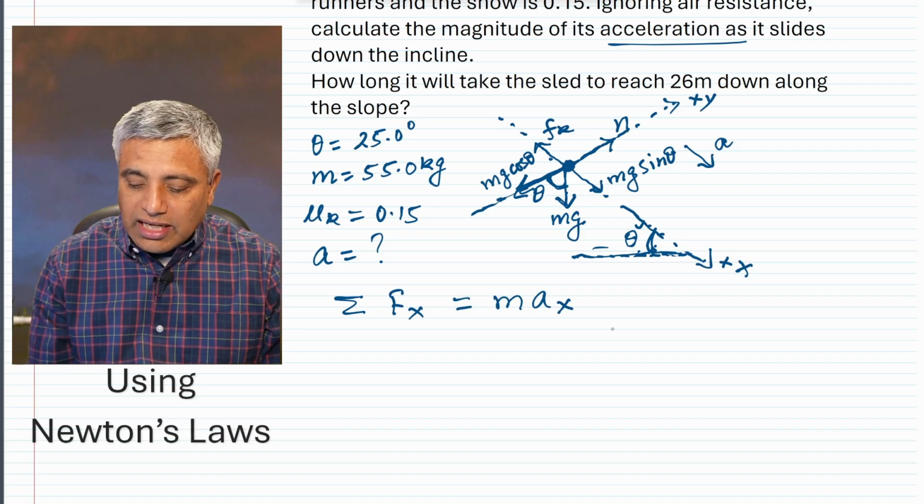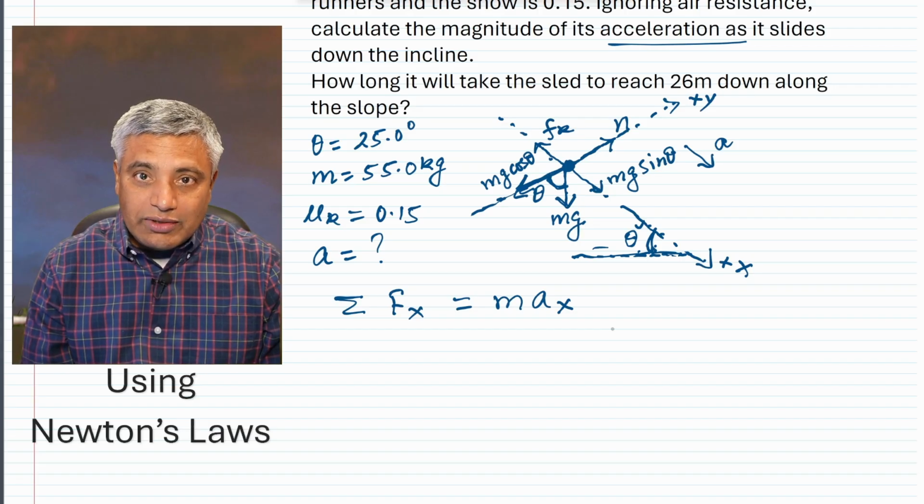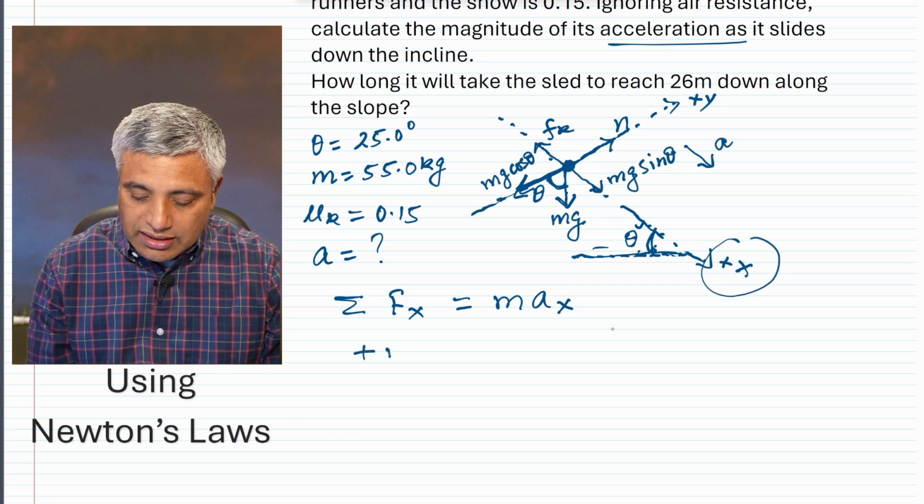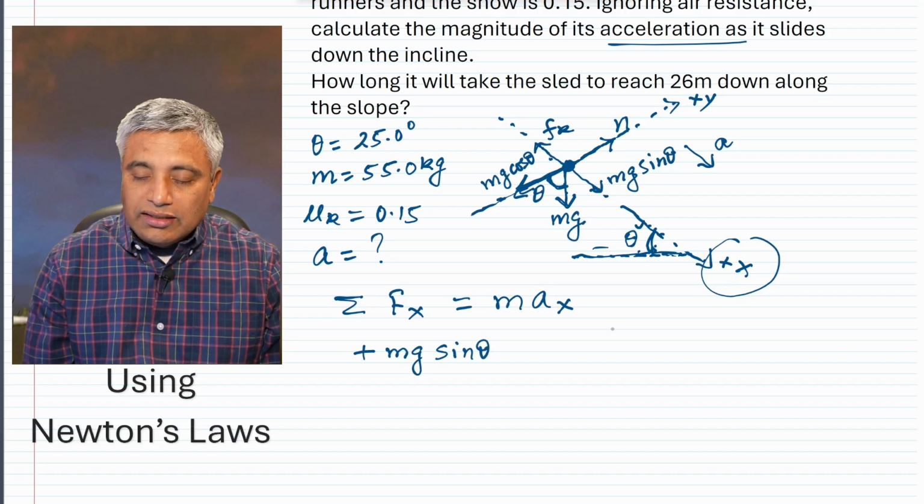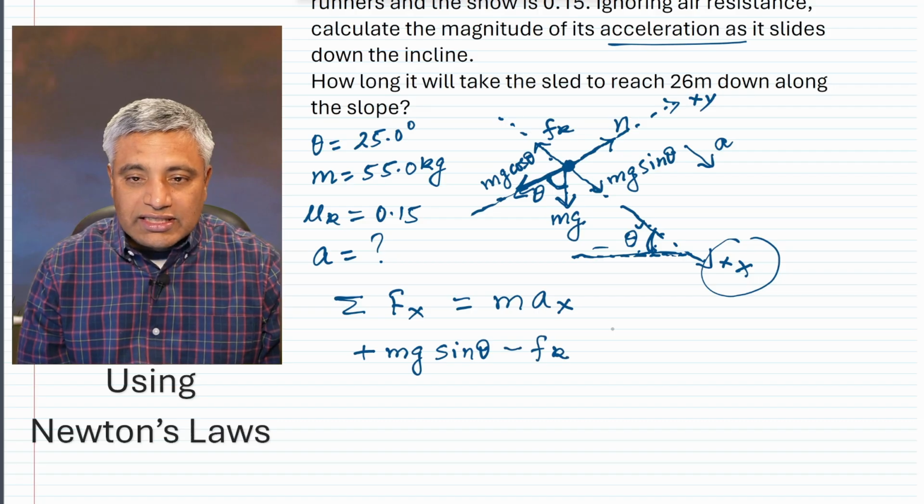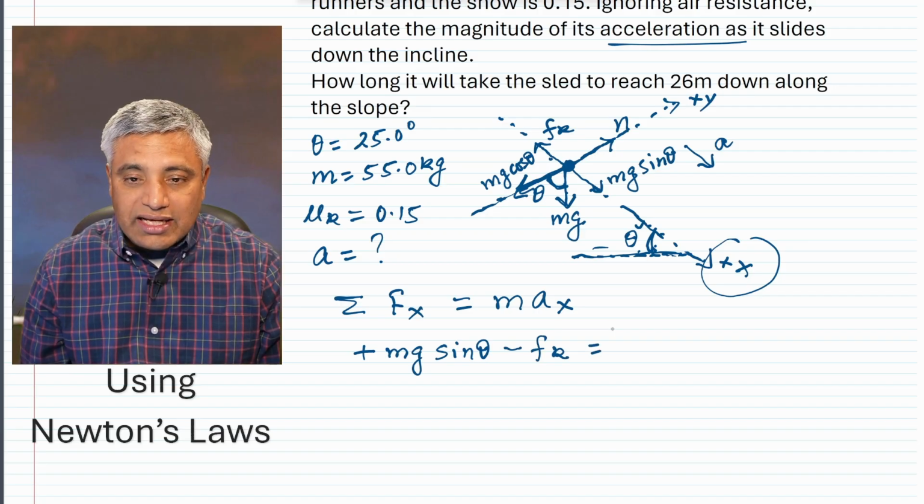For the sum of forces, there are two forces along the incline. mg sine theta is pointing down along the incline, and we chose down along the incline as positive, so mg sine theta is positive. Then Fk is pointing opposite of that, meaning it's negative. So that's the sum of forces along the x direction. There are only two forces along the x direction. Now we need to move to the other side: mass times acceleration.